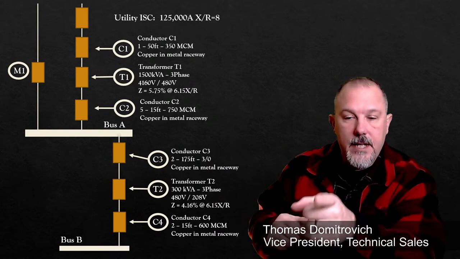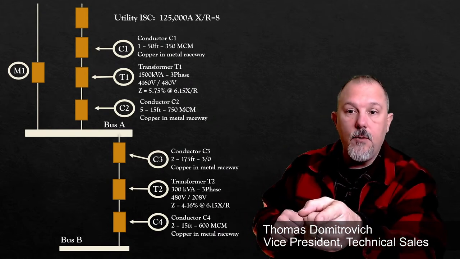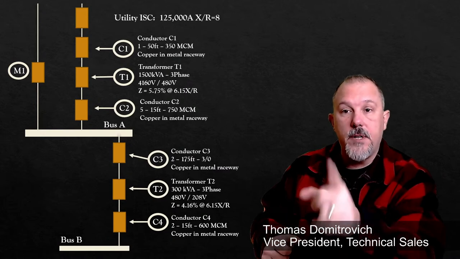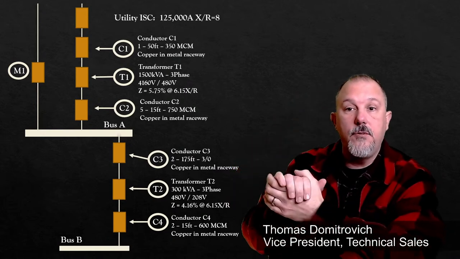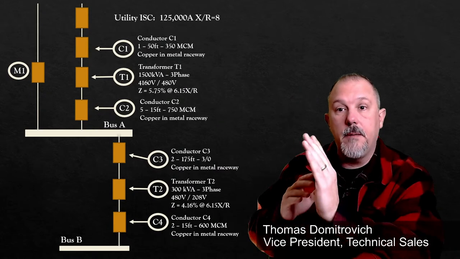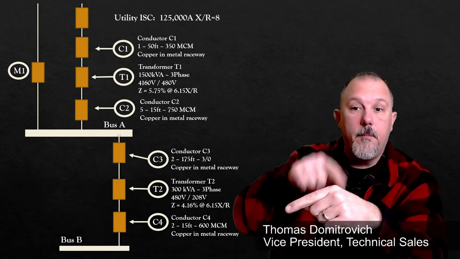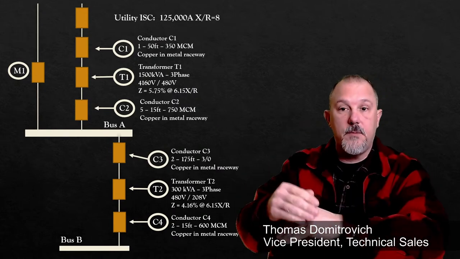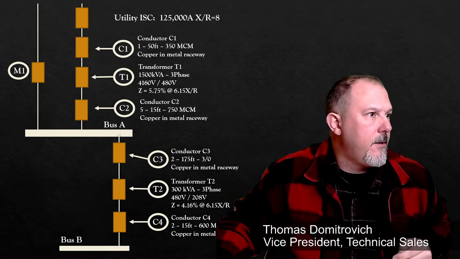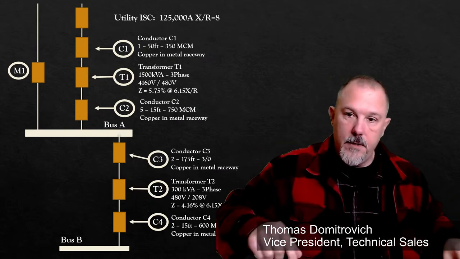If that motor was connected to bus B, then I would put an impedance from bus B all the way up to that utility, and that motor would be in parallel with everything in the power distribution system. It wouldn't go from bus B to bus A. It would go from bus B all the way up. And I don't know if I can do that. I mean, you know what we'll do here?